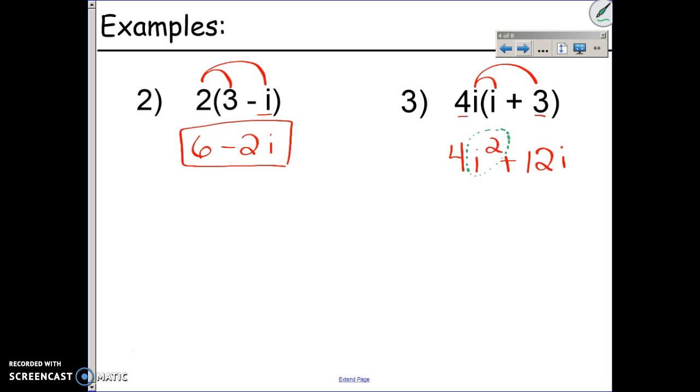Okay, i squared is going to change to -1 like we just talked about. That's the only part I'm replacing. Everything else is staying exactly the same. You're not replacing the regular i. You only replace it when it's got i squared. 4 times -1 is -4. And then you have a 12i there. Again, they're not like terms. You can't combine a number with an imaginary number, so it's just going to stay the way it is.